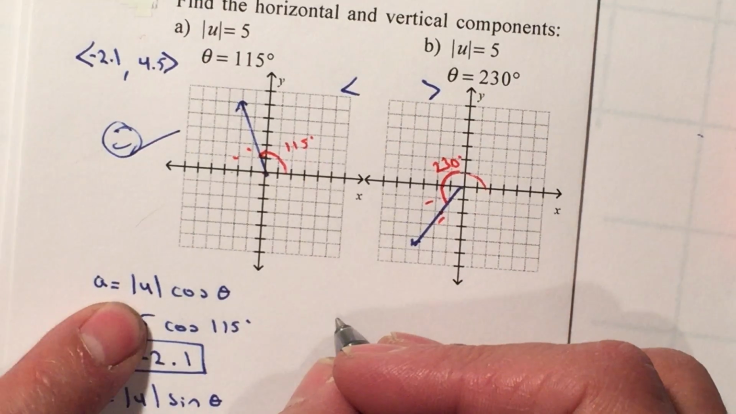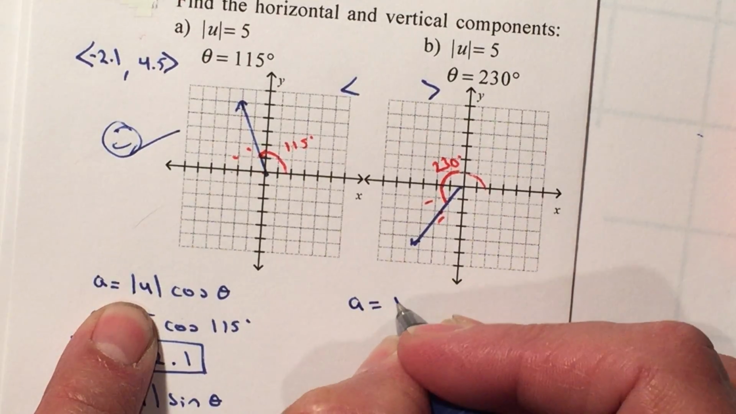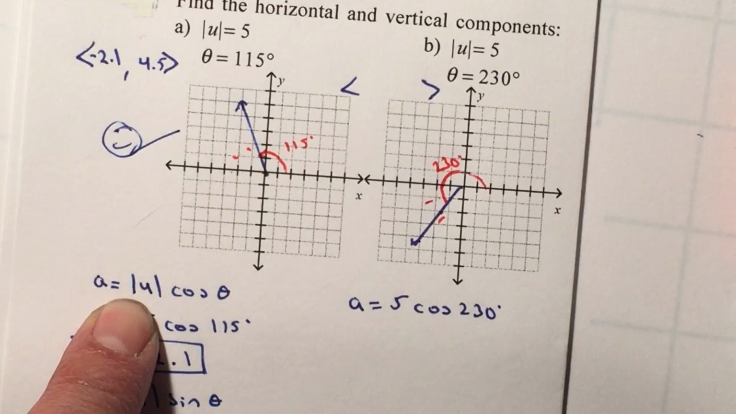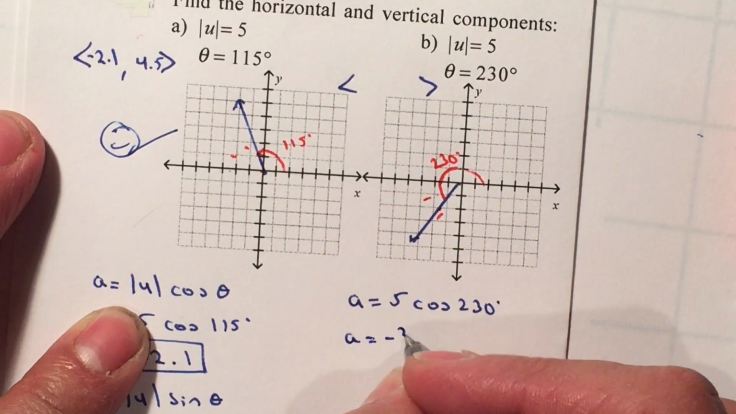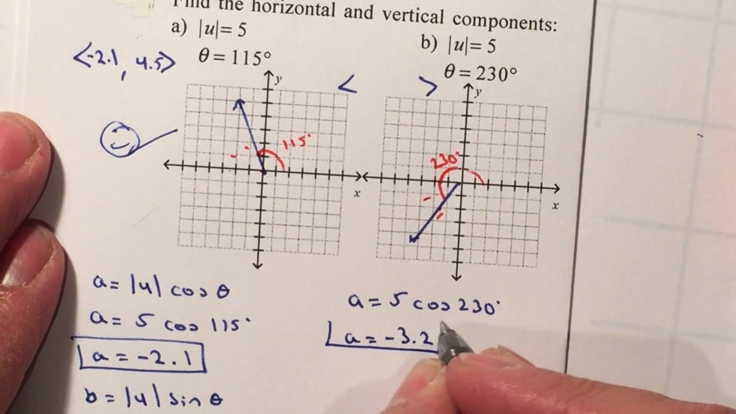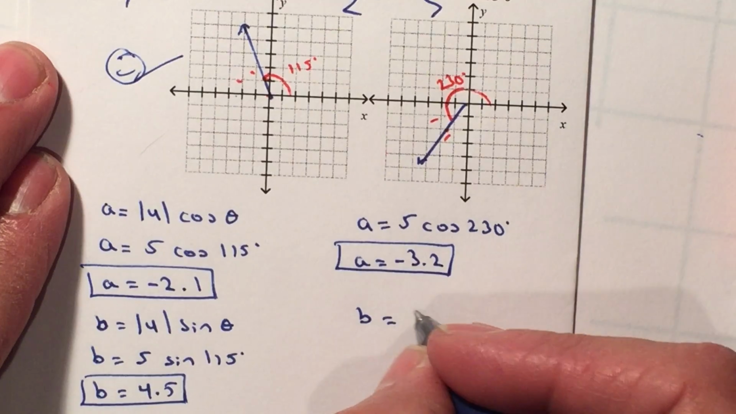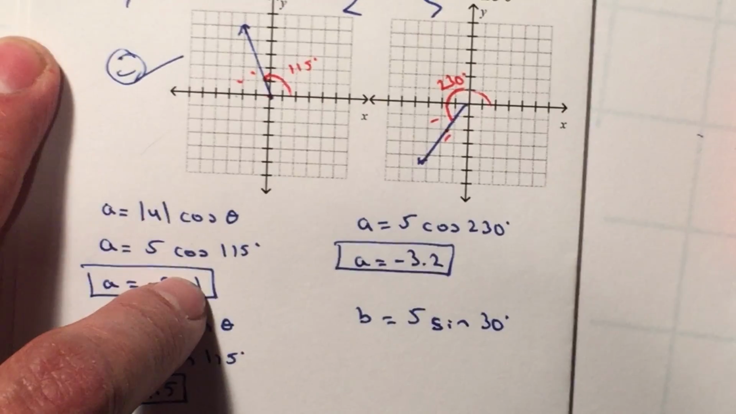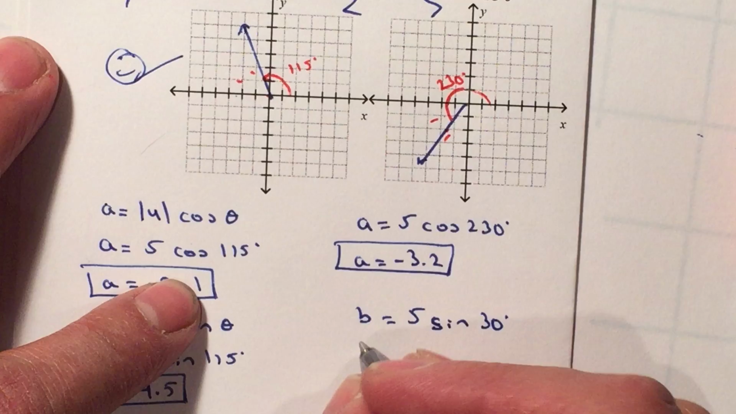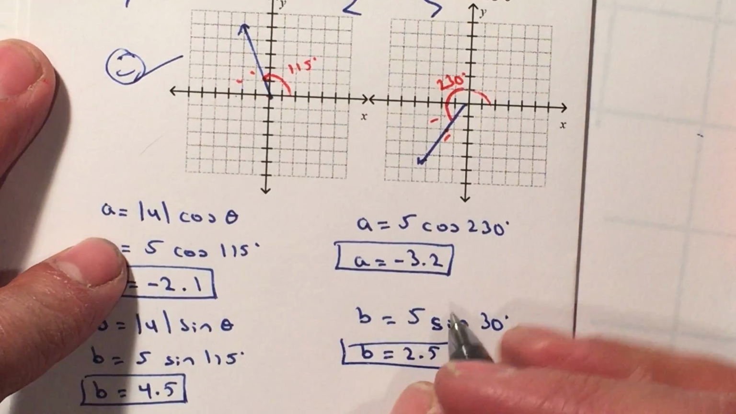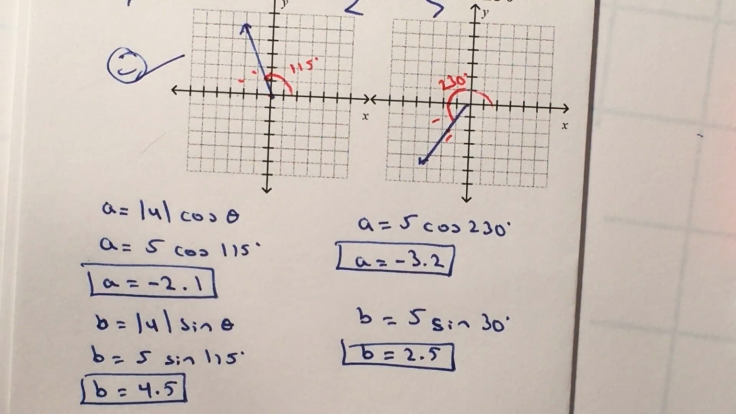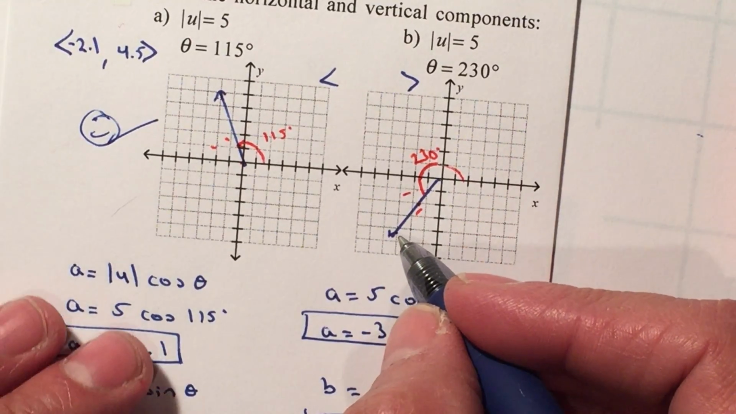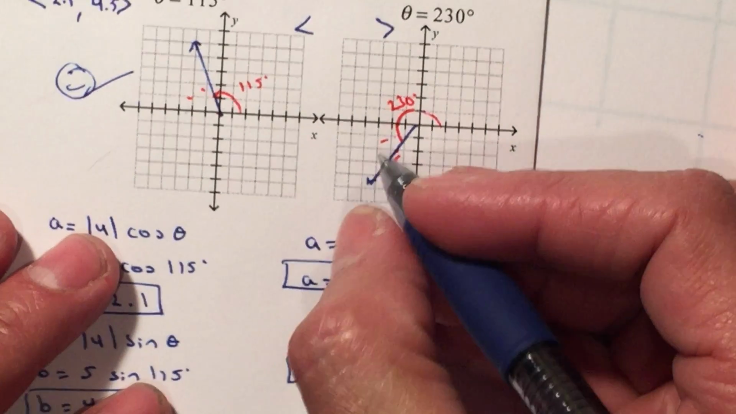To find your A component, we're using the magnitude, which is 5, multiplied by the cosine of 230 degrees, which is A equal to negative 3.2. And to find B, will be 5 multiplied by the sine of 30 degrees, which is 2.5. And 2.5, so let's see, negative and should be negative, right? So I did something wrong. So that kind of gives you an idea that you did something wrong.